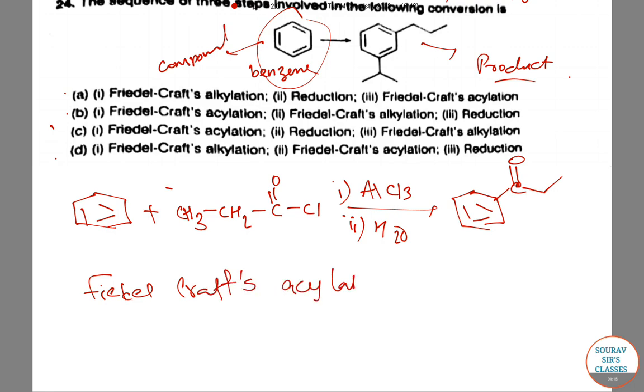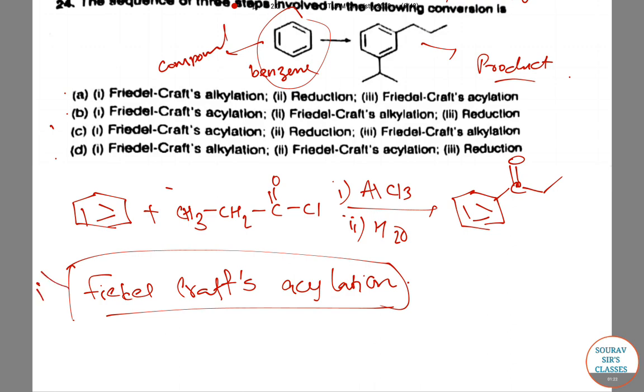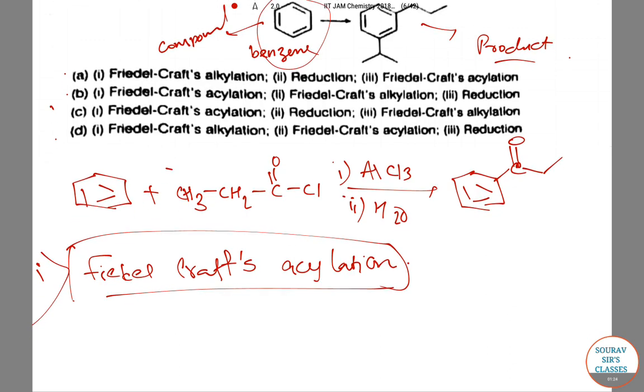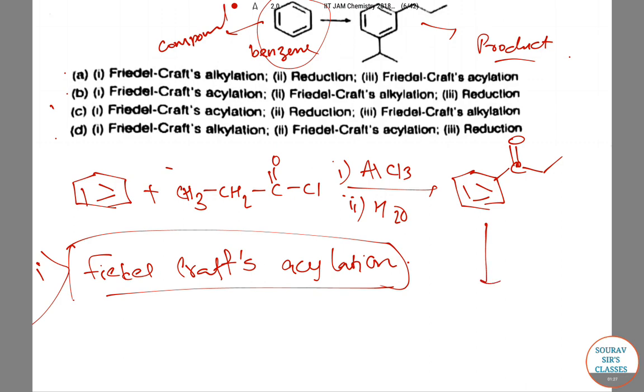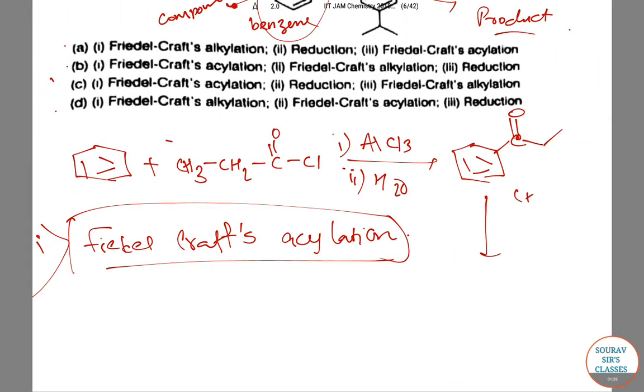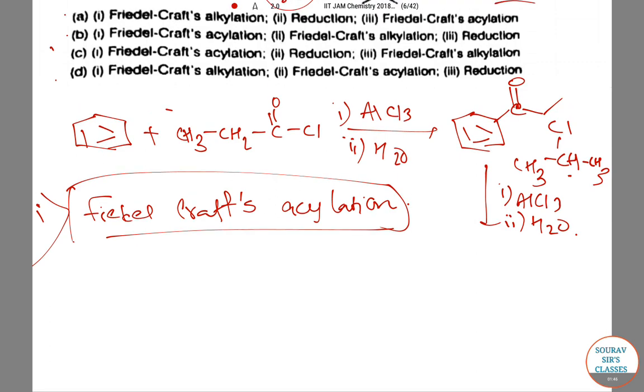acylation. This is Friedel-Crafts acylation process. So this is number 1. Next, to this we will add CH3CHCl CH3 in presence of AlCl3 and H2O. So this process is Friedel-Crafts alkylation.